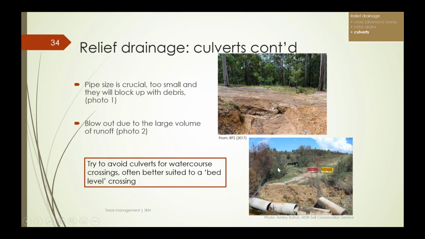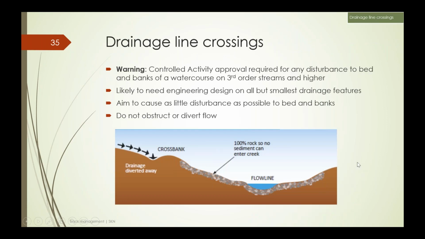And we've got a situation in this photo where culvert pipes were used for a reasonably major drainage line, and they've obviously blown out. So to solve that problem, we move on to drainage line crossings.